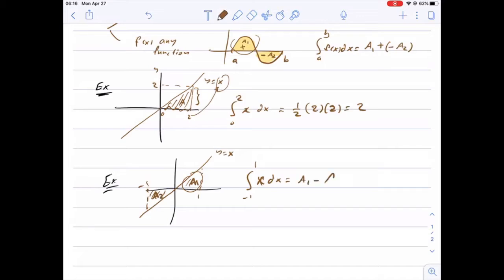So A1 minus A2. So area A1, 1/2 of the base is 1, times the height is 1, minus area 2, which is 1/2 times the base of this rectangle. The base is 1 unit, it's +1, times the height. The height is 1. We are talking about lengths, that's why we just consider positive cases. So this is 1/2 minus 1/2, which is equal to 0. So this is the integral from -1 to 1.